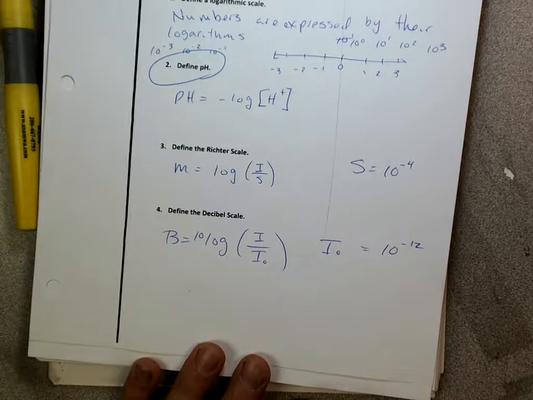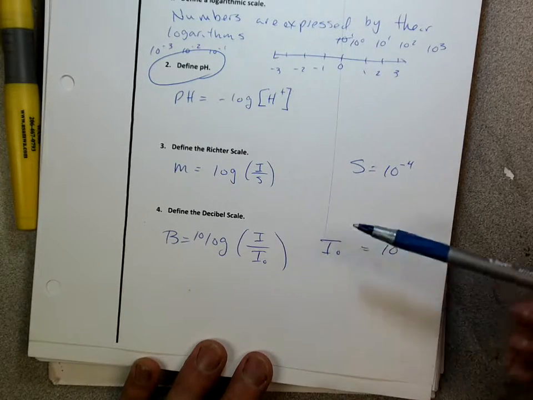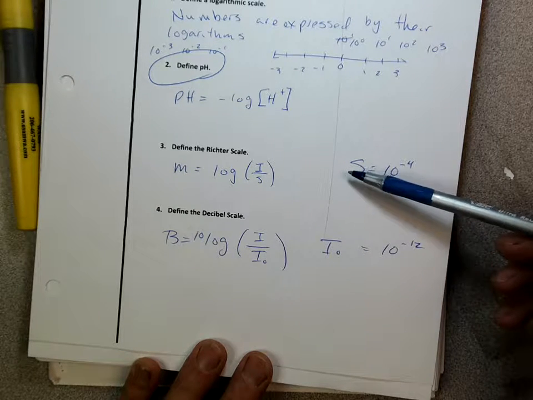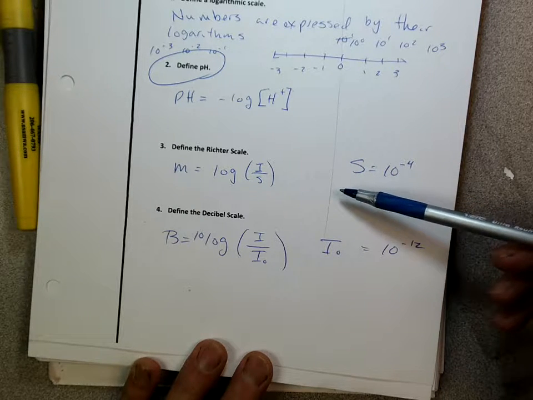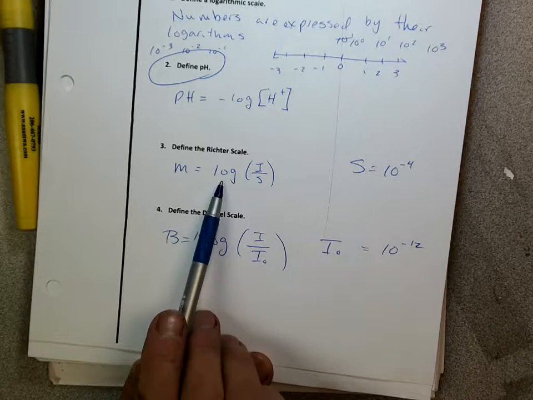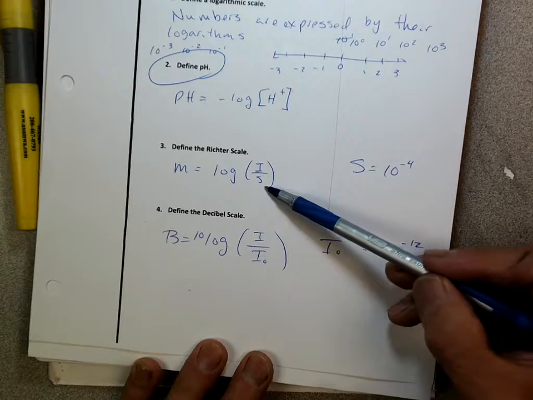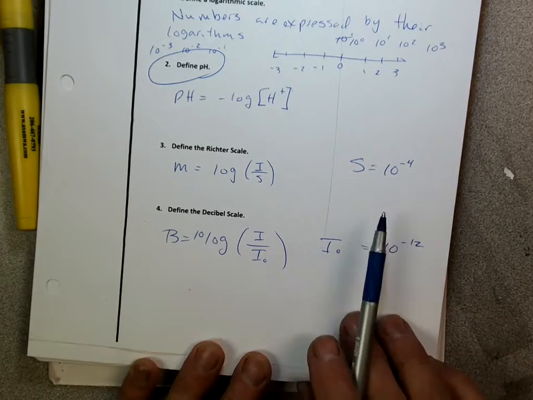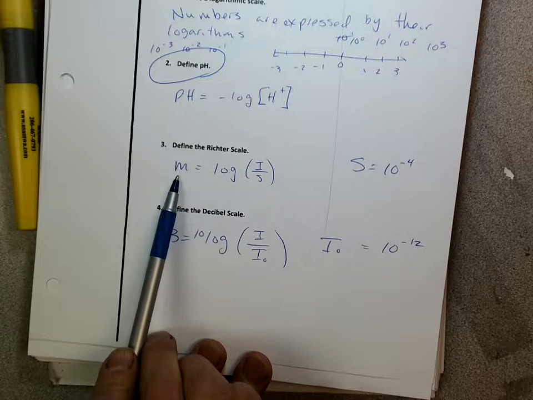Earthquakes can be really, really big, but the difference between one earthquake on a scale of 6 to 7, it's 10 times as big. So earthquakes get pretty intense the larger they get. That's why we want to use logarithms to describe them, okay? S is your standard earthquake, okay? And we always let S be 10 to the negative 4. And then M is the magnitude, how big it is.